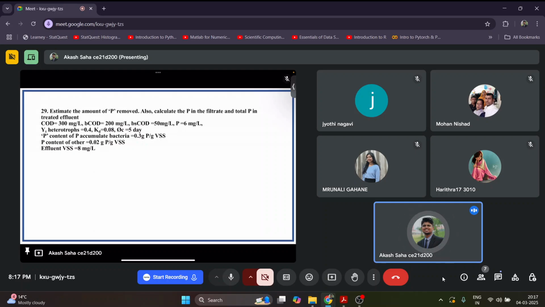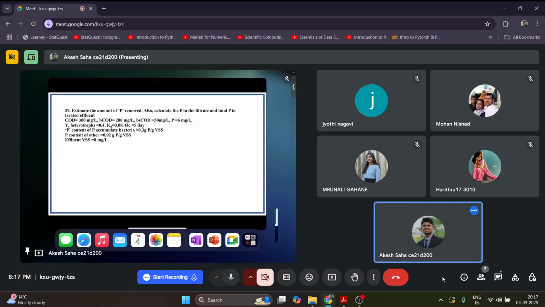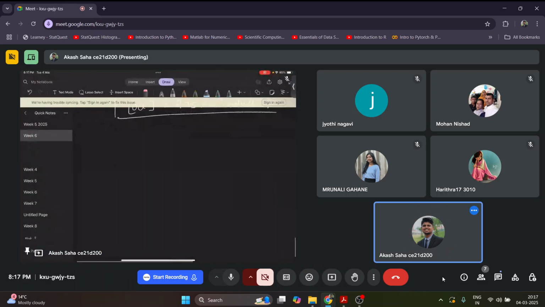I hope you have noted down the problem or taken a screenshot. I will solve it, you just see. Question number 29. First we will find out the observed yield. It is total yield divided by 1 plus KD theta C. If you put all the values of YT, KD and theta C, which are given, you will get 0.28 as the observed yield.